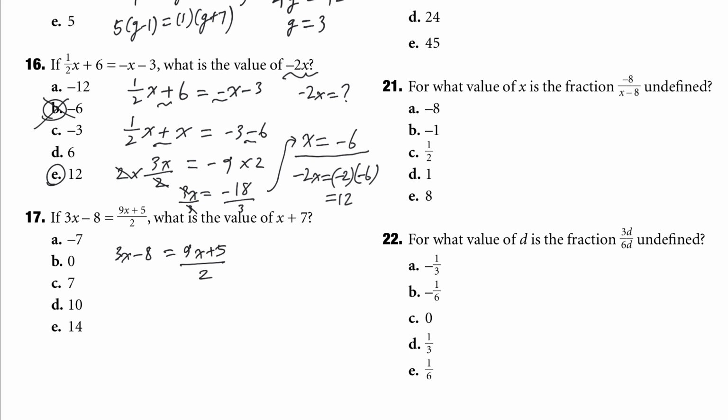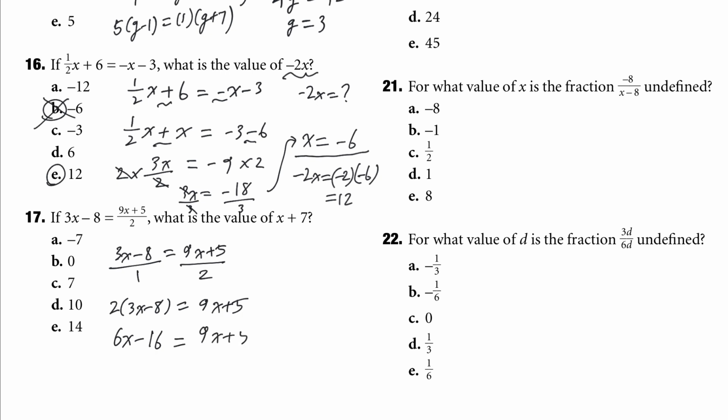And 3x over minus 8 is the same thing as saying 3x minus 8 over 1. So I can cross multiply. So 2 times 3x minus 8, and 1 times whatever is just the whatever. So 9x plus 5. Expand the brackets. 2 times 3x is 6x. 2 times negative 8 is minus 16.